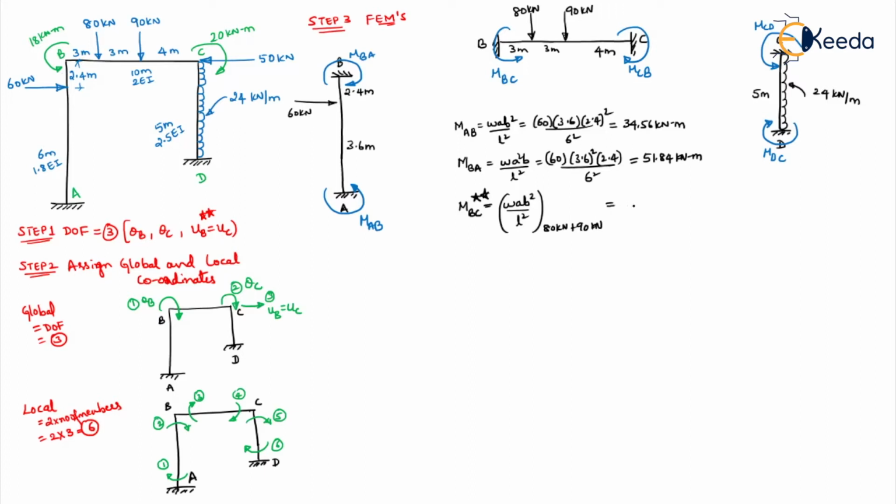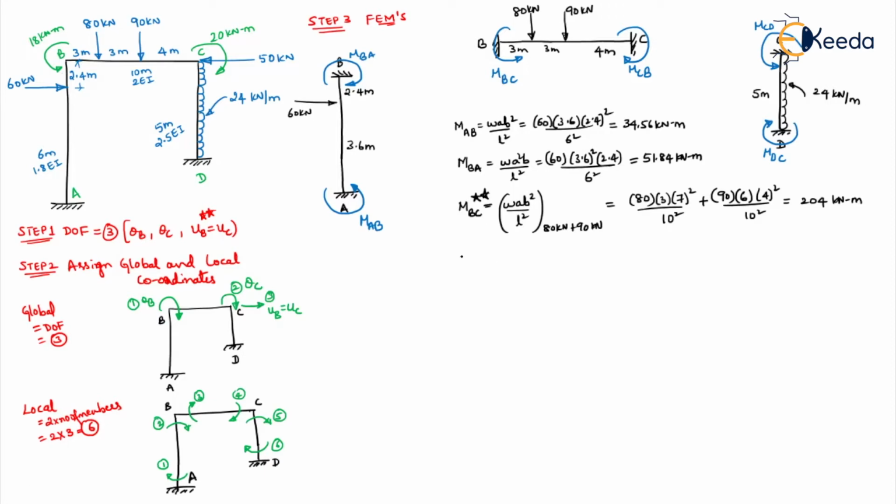So what will happen to this? W for the 80 kilonewton load is 80. A for that is 3 and B for that is 7 square by 10 square. Plus for the second load, 90 is W. A is what? 6. See from here to here 6. For this B is 4, so 4 square by 10 square. On simplifying, how much will you get for this particular value? So you will get 204 kilonewton meter.